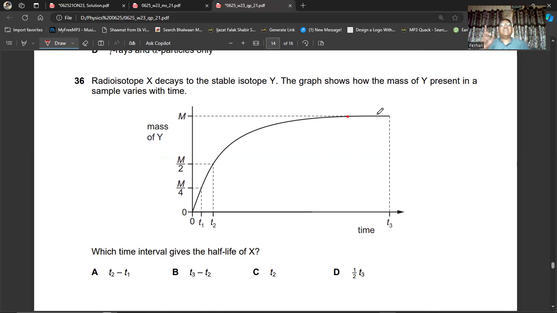So that means that at the start, the value of the X was this much. Okay. So the time duration in which the mass has become half, that is the half-life of that X. So for X, the graph is coming like this.